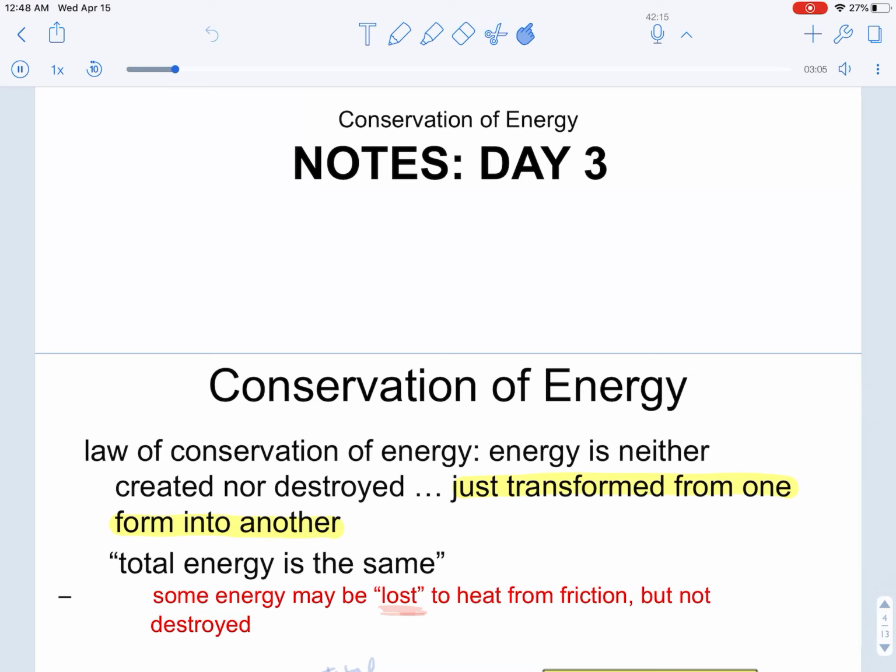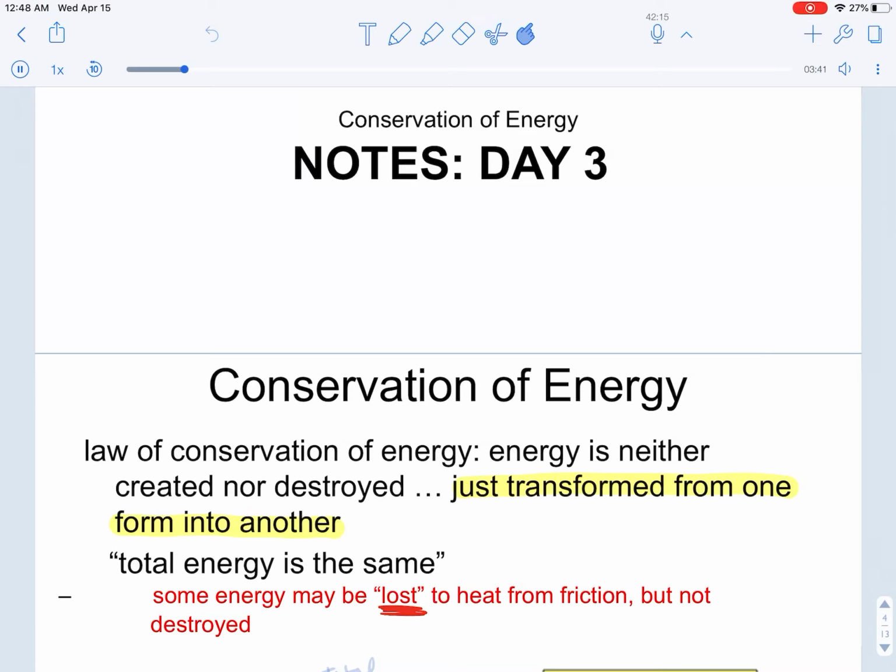Anytime you read a question, please understand this. If you read a word problem or a conceptual question and it is asking about energy that is lost, I need you to know that technically there is no such thing as lost energy. But when we're talking about the idea of conservation for our potential and our kinetic energy, it may simply be that the energy has transformed into a different type of energy that is not going to transition back into our kinetic or our potential.